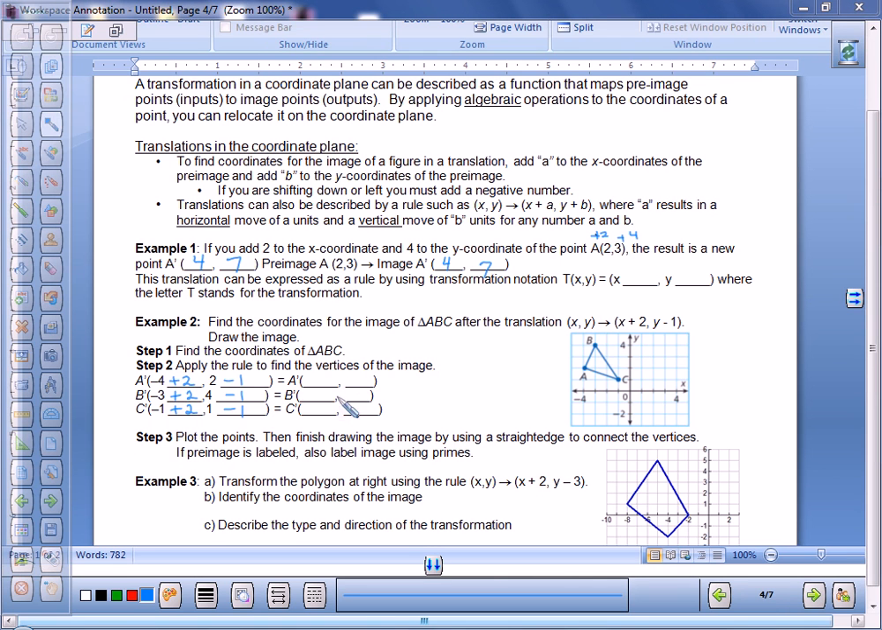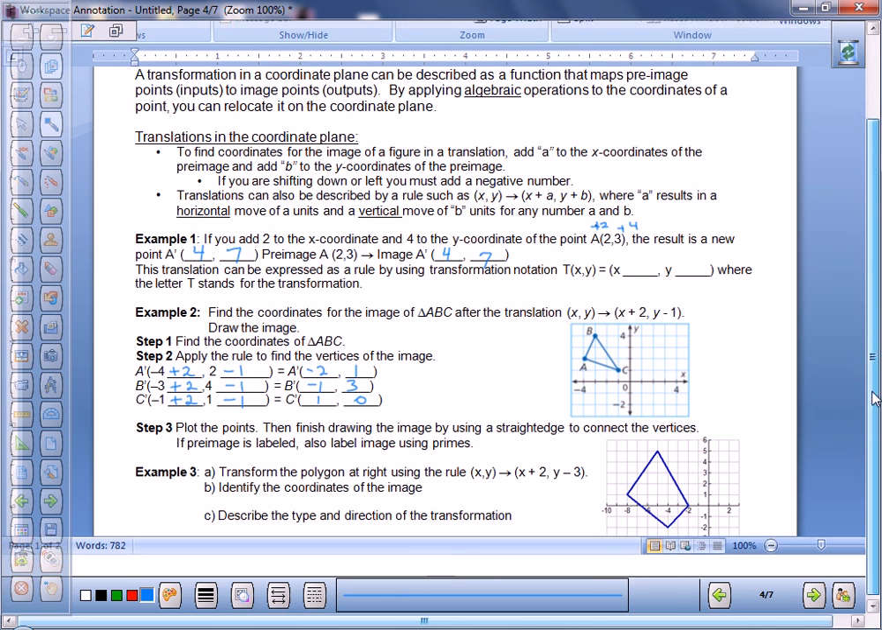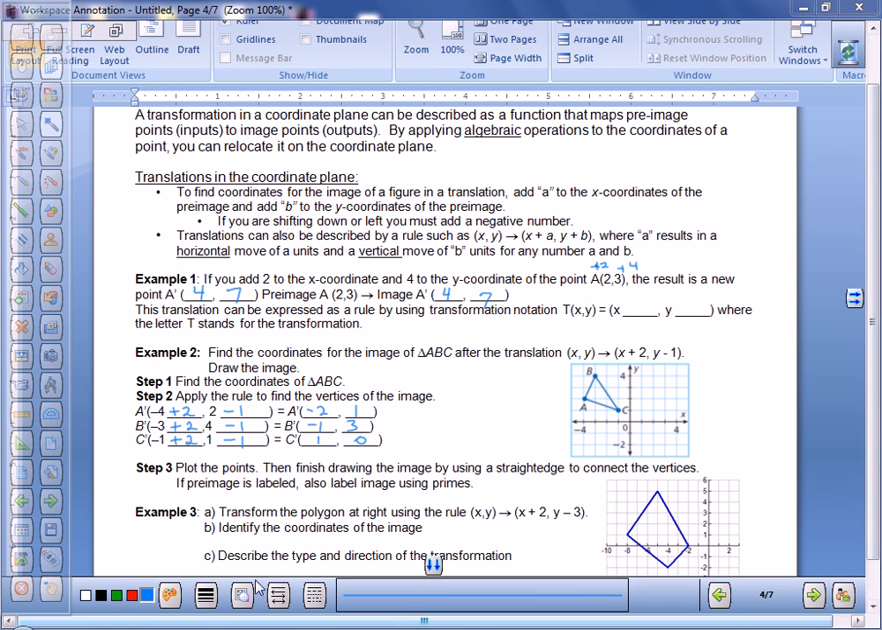I'm going to keep going because it's all going to make sense in just a second. So this gives us -2, 1. This gives us -1, 3. This gives us 1, 0. Now, if I'm asked to graph it, I don't even do it that way.